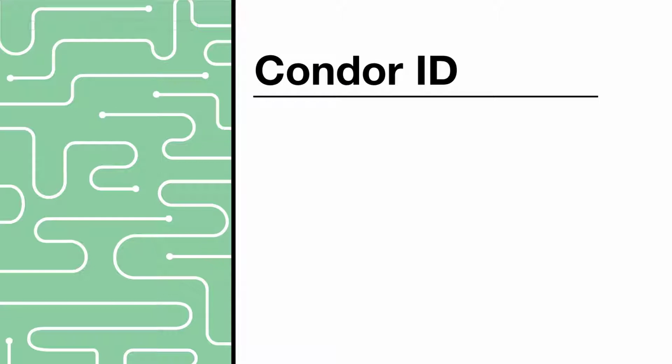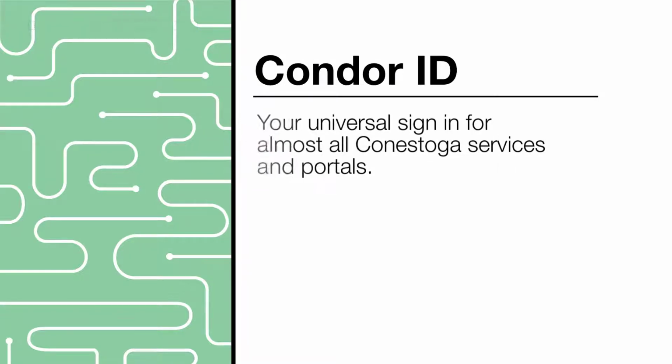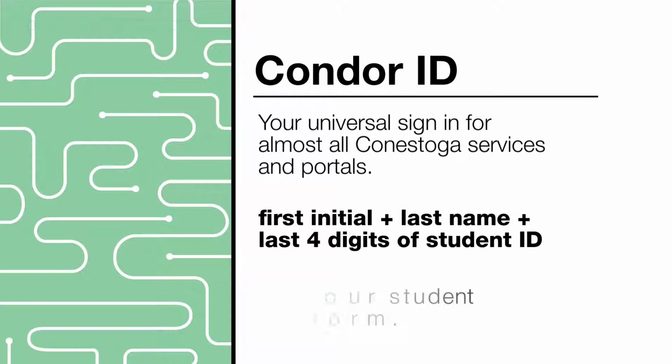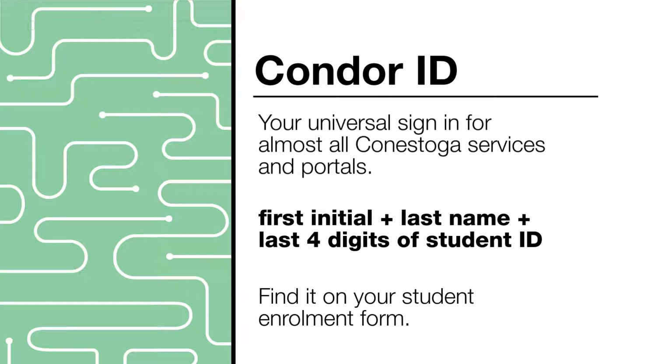Condor ID and Password. Your Condor ID and Password are your universal sign-in for all Conestoga services and portals, including eConestoga, Student Portal, Conestoga Email, connecting to Wi-Fi, and more. Your Condor ID is made up of your first initial, last name, and last four digits of your student ID number. You can find it in the top right corner of your student enrollment form.